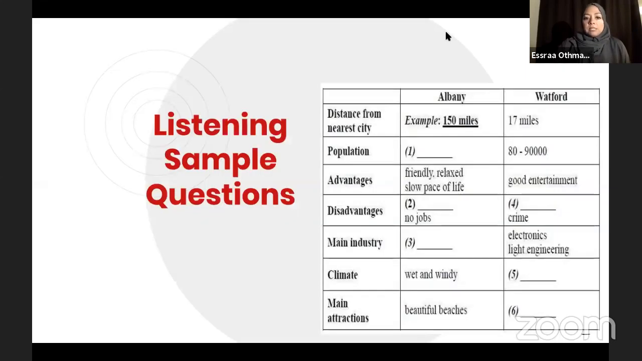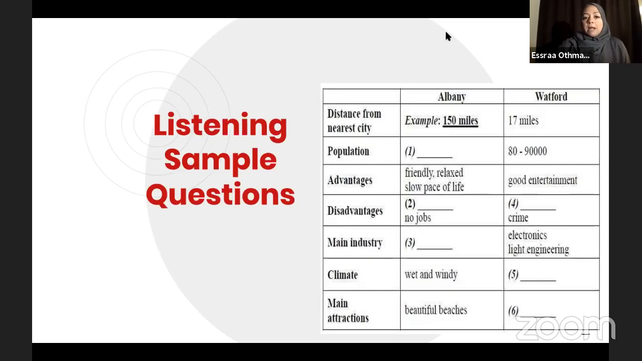Now, this is a sample question. For example, you can see here, this is a type of table completion. You will have an answered example, so you would know that this is an example and this is how you should answer it. Now, you can see that each space is numbered because you are going to put your answers in the answer sheet according to these numbers. So for example, if you say the population, number 1, let's say it's 50,000. So in your answer sheet, it has to be 50,000 in number 1 box, and so on.